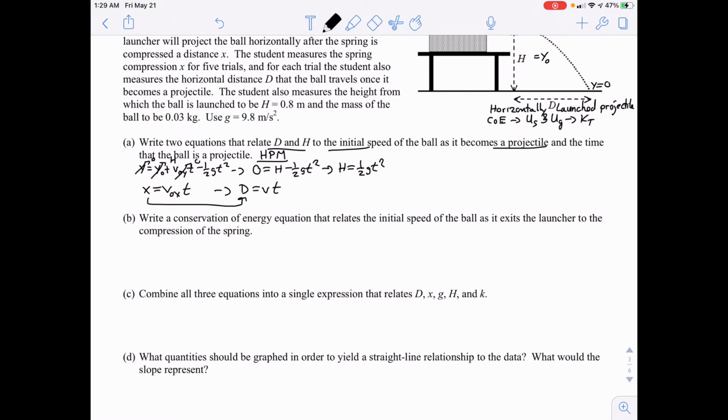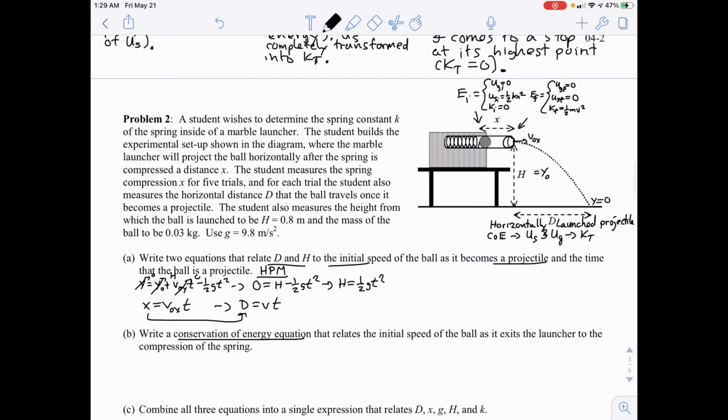Now in part B, this is exactly where we needed to use the conservation of energy idea, because we have to write a conservation of energy equation. So let's go to the work that we just did up here. The conservation of energy equation tells us that the total initial energy equals the total final energy. Well, the total initial energy is our spring potential energy, 1/2 kx squared. And that is going to equal our final kinetic energy of 1/2 mv squared.